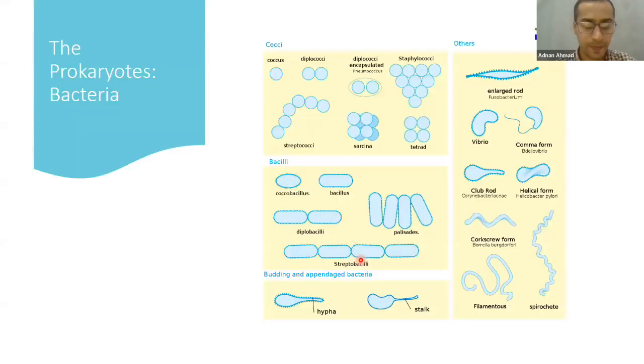Now, bacteria can be found in different shapes. They can be round, right? They can be coccus, cocci, streptococci. They can join together and form a rope-like structure. They can be rod shaped, right? They can have a stalk, and be budding or appendaged bacteria, or have a hypha. This is an enlarged rod, this is a vibrio, a comma form, a club rod, and this is a helical form of bacteria. This one is filamentous. So bacteria have many different shapes.